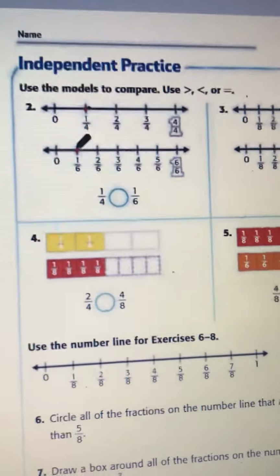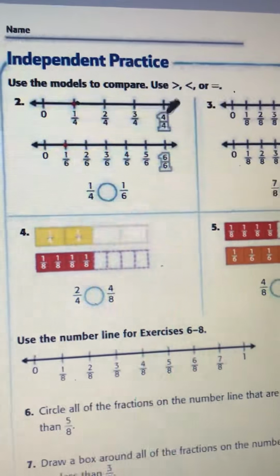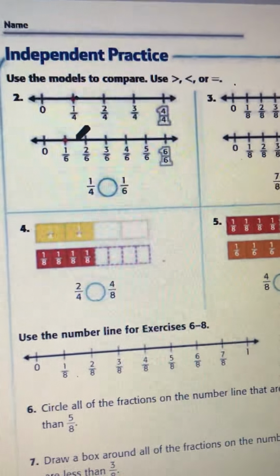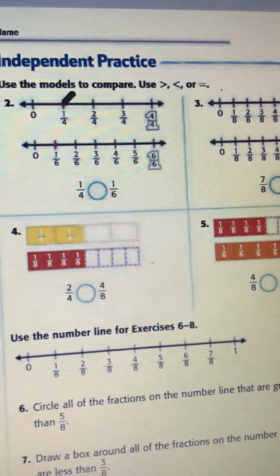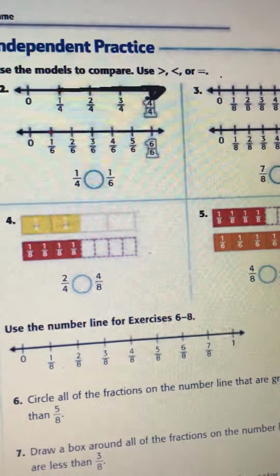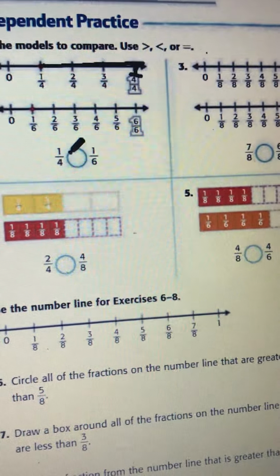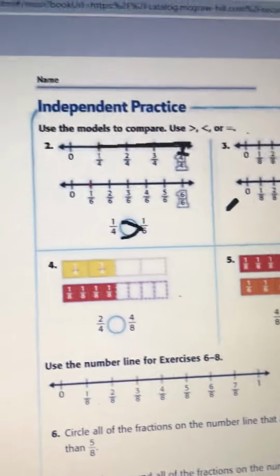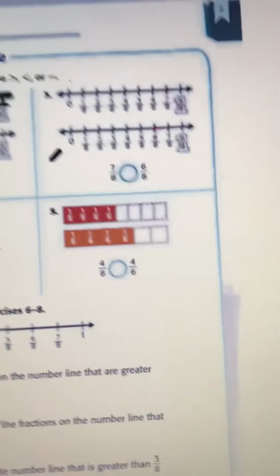So which fraction is closer to the 1? Which is closer to this? The 1/4 or 1/6? Excellent. 1/4. 1/4 is closer to 1. So meaning, the mouth of the crocodile will open toward 1/4. That's how we compare fractions. You understand it? Let's have more examples.